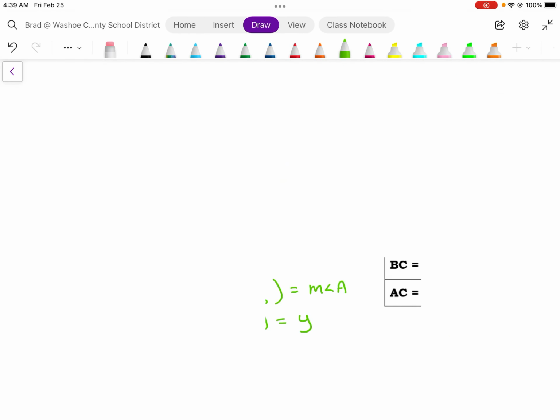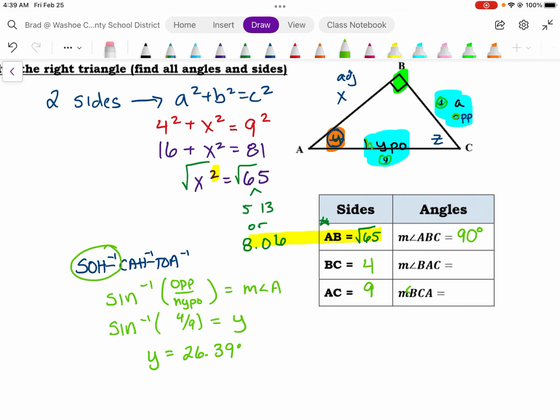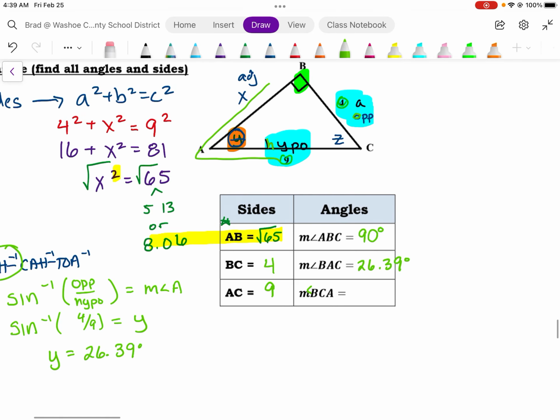All right, so back over here. So I'm going to write that down. So y, which was angle BAC, is going to be 26.39 degrees. So how do we find that last angle Z?